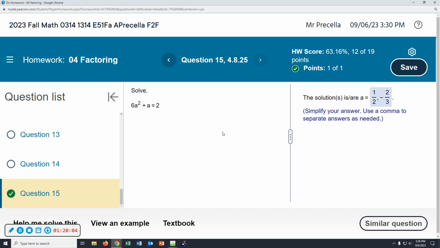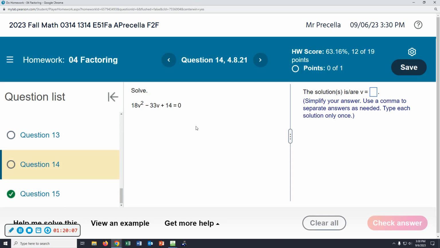Mm-hmm. Let's do number 14, just because we have time. Oh, yeah. Okay, I'm all in favor of that. Ooh. 18v squared minus 33v plus 14 equals 0. Oh, well, at least there's a plus. Yeah, you're right. At least it's a plus. Now, why do I say at least it's a plus? Okay, you know what the signs are going to be. You don't have to wonder, well, where does the plus go? Where does the minus go? What am I going to have inside those parentheses? Okay, two of the first sign, negative and negative.